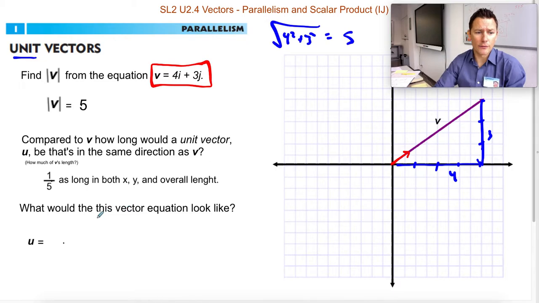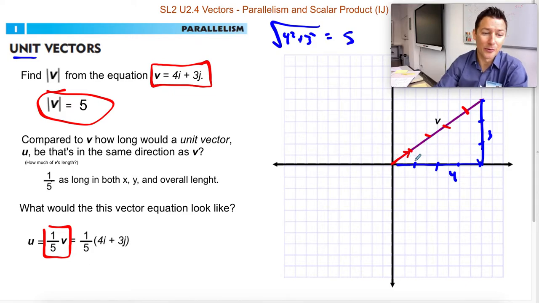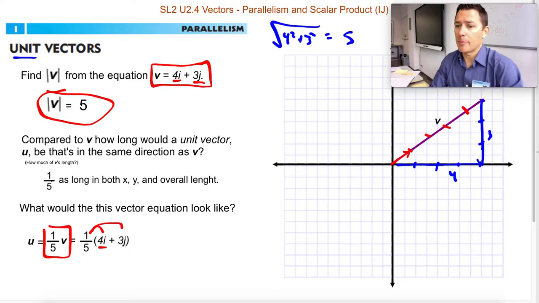So if we want u to be a unit vector in the same direction as v, we want a fifth of v, right? We want a fifth of this. We want a fifth of it, so we want a fifth of this and this, right? So we could distribute that in. So that's what we're going to look at, unit vectors and then applications thereof.